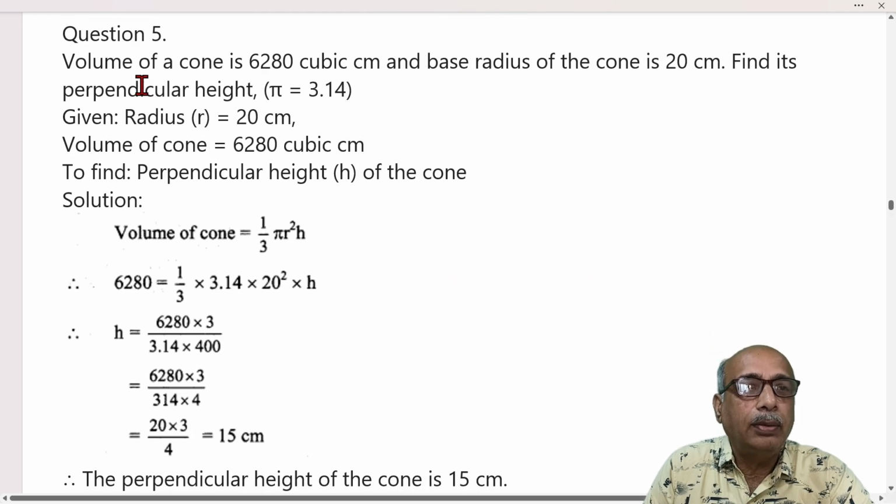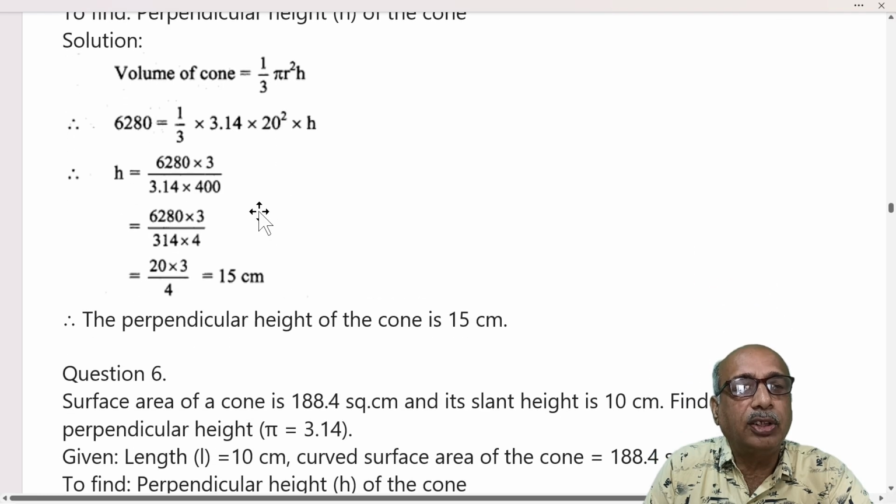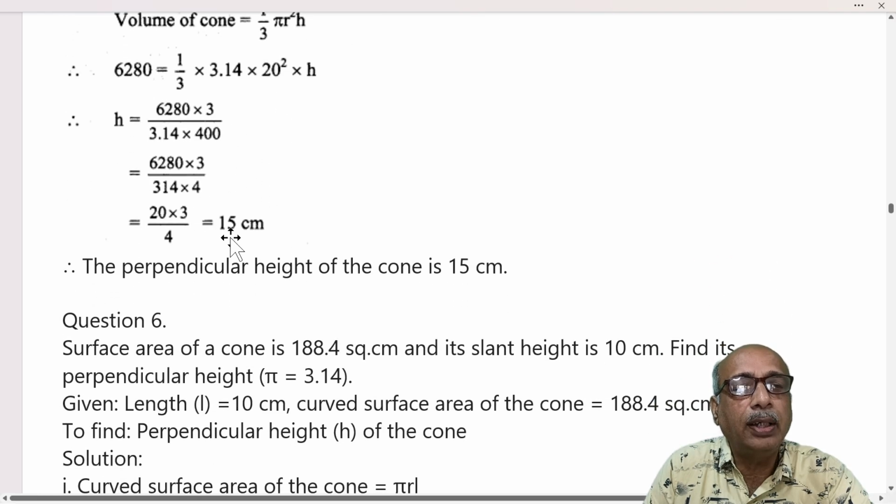Next question. Volume of cone is 6280 cubic centimeter and base radius of the cone is 20 centimeter. Find perpendicular height, h, we have to find out. Pi equals 3.14. You know the formula to calculate the volume of the cone, 1 by 3 pi r square h. Substitute the values and you will calculate the height. h equals 15 centimeter. Therefore, the perpendicular height of the cone is 15 centimeter.